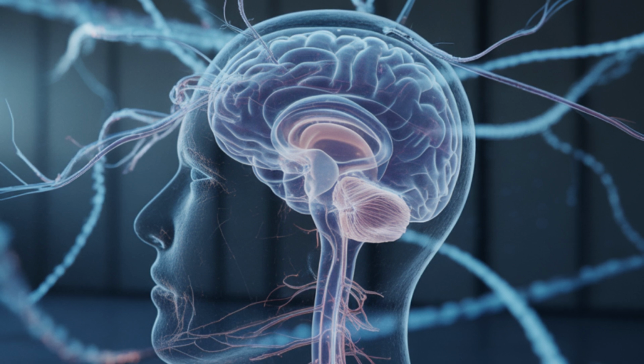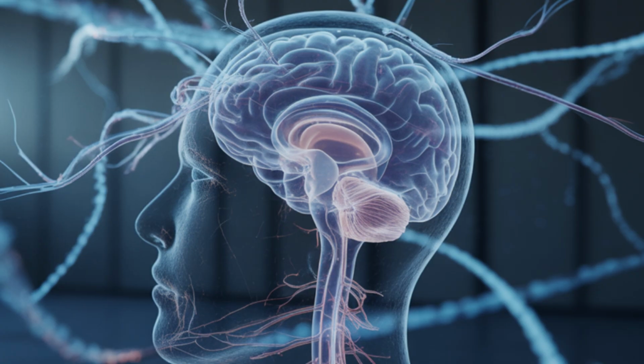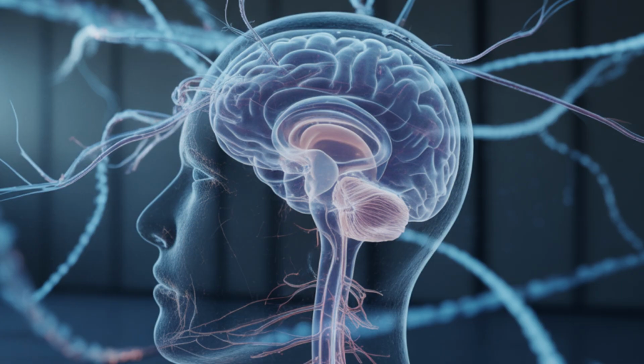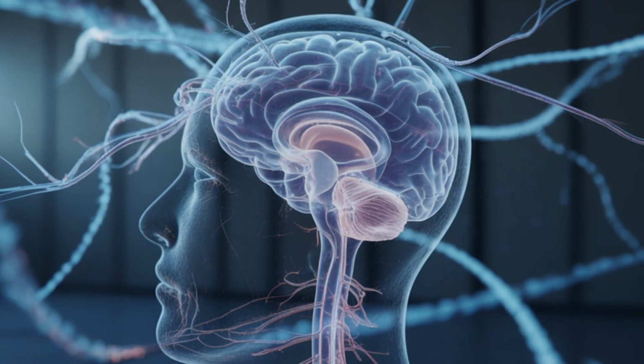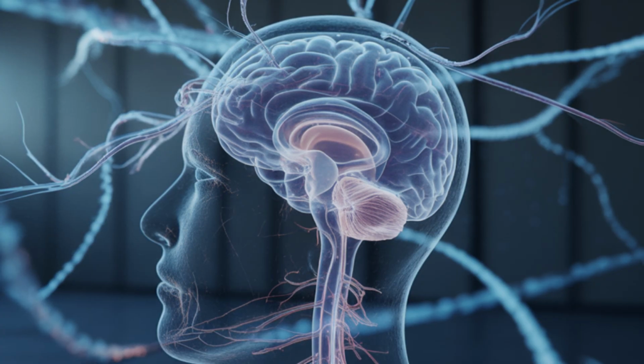The spinal cord extends from the foramen magnum at the base of the skull to the level of the first or second lumbar vertebra, forming the crucial communication highway between the brain and the peripheral nervous system. This cylindrical structure, approximately 18 inches long and 3/4 of an inch in diameter, carries millions of nerve fibers that transmit sensory information upward to the brain and motor commands downward to muscles and organs throughout the body.